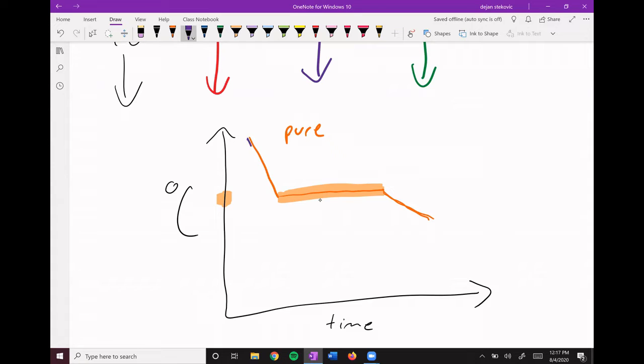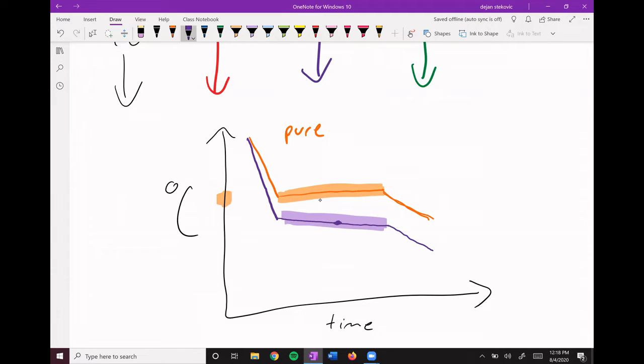It's freezing point depression, so it should be lower. This one might not be as straight of a line, but I think in our case it'll be a pretty straight line, right? So it'll stay about the same temperature. It'll change a little bit, but not too much. And then it'll change quicker once it's all frozen. And then your freezing point here is going to be the midpoint of this line.